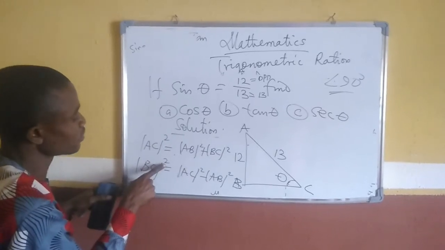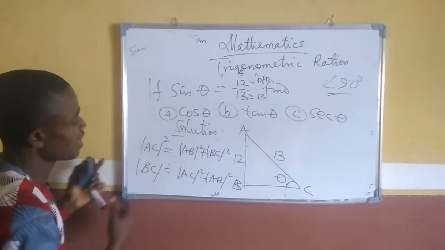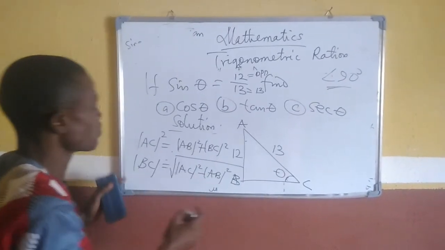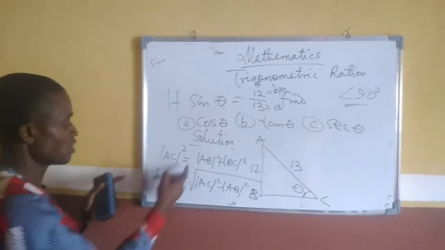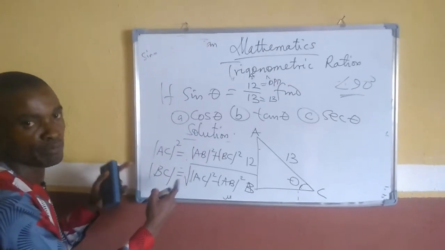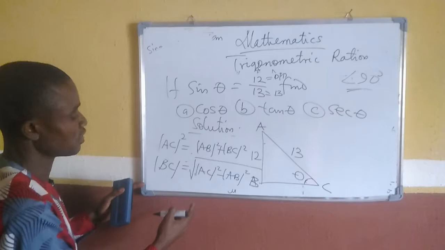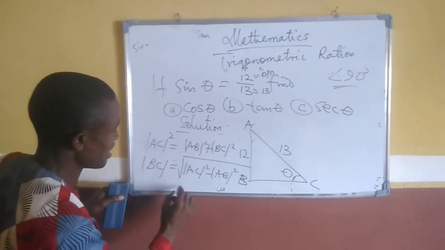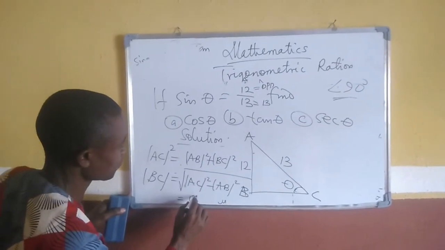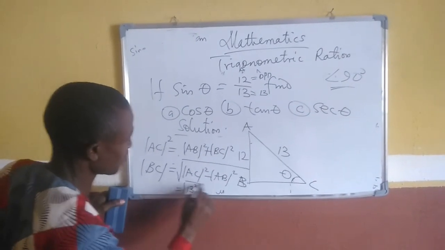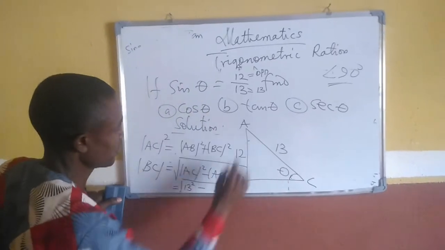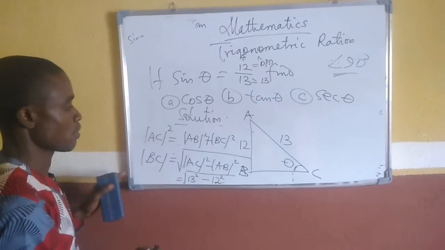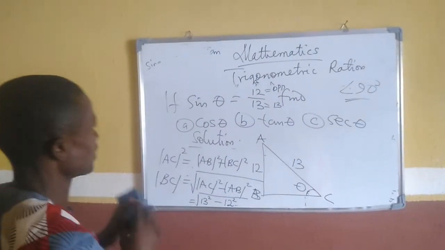So for me to remove this square, I'll now introduce the square root, as if I'm taking the square root of both sides. The square root of the 2 there, power 2 will cancel out, while this one remains. So for this question, our BC is going to give us the square root of 13 square minus the square root of 12 square. Okay, let's continue.